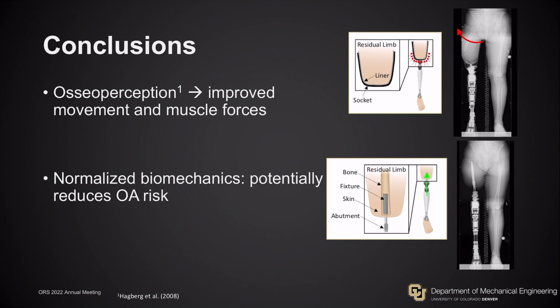As a result, our results demonstrate that these osseointegrated prostheses likely enhance the control when loading the amputated limb, and that results in the normalization and improvement of biomechanics during dynamic motion. As such, this novel prosthesis may reduce OA risk in development more so than a traditional socket, which our current work is continuing to explore.